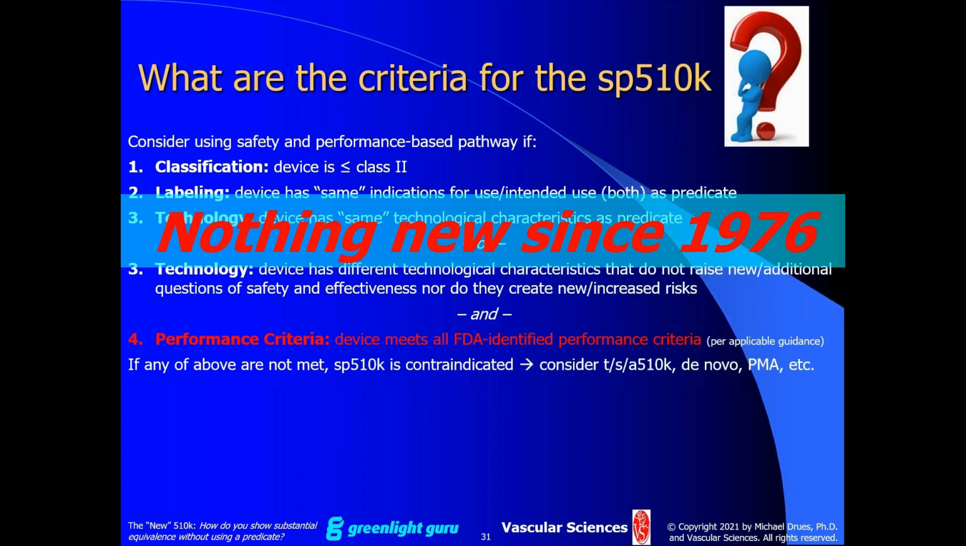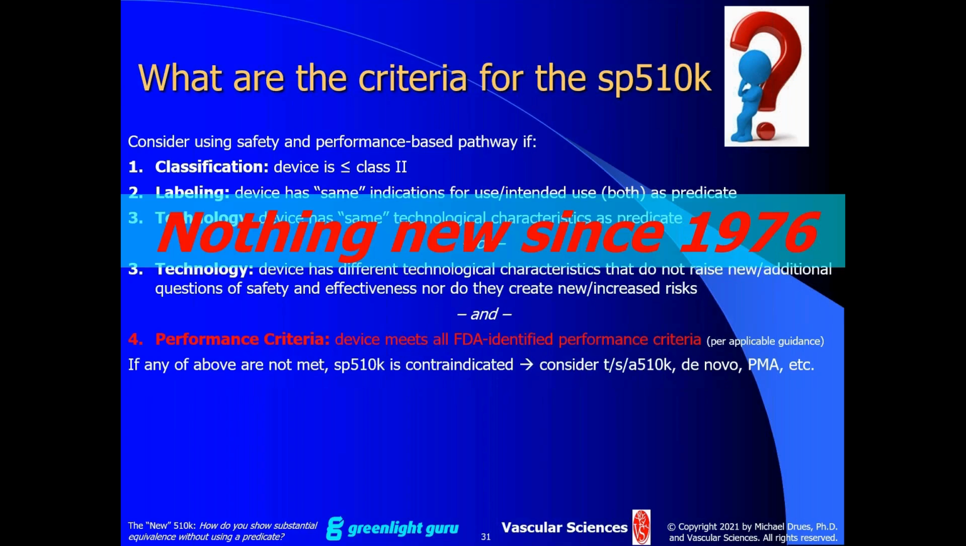Simply put, if you meet all of the above criteria, then you can consider the SP 510K. If you don't meet those criteria, then the SP 510K is contraindicated, and you need to consider something else. Some other form of a 510K, like a traditional or a special, or perhaps an abbreviated, although if you don't qualify for the SP 510K, you're probably not going to qualify for the abbreviated because they're so similar.